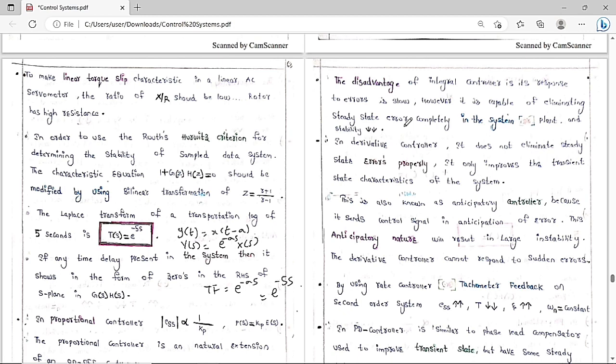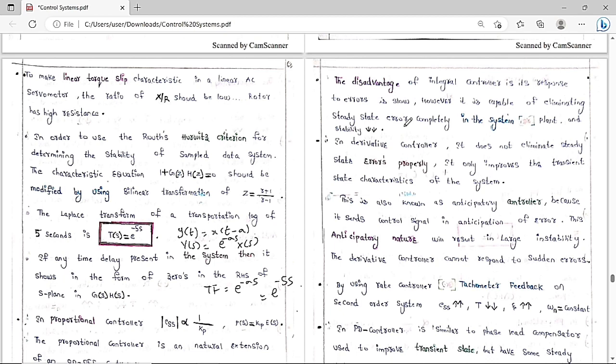It only improves the transient state characteristics of the system. So I have already told you, integral controller. See, the derivative controller does not eliminate the steady state error properly. It only improves the transient state characteristics of the system.